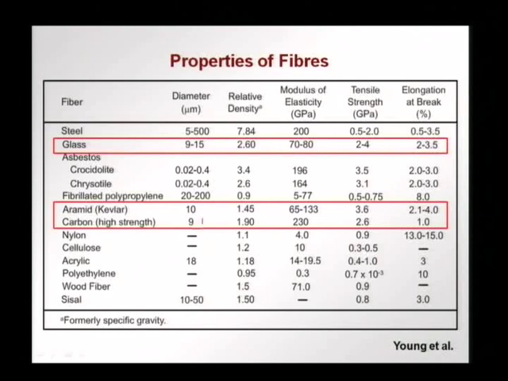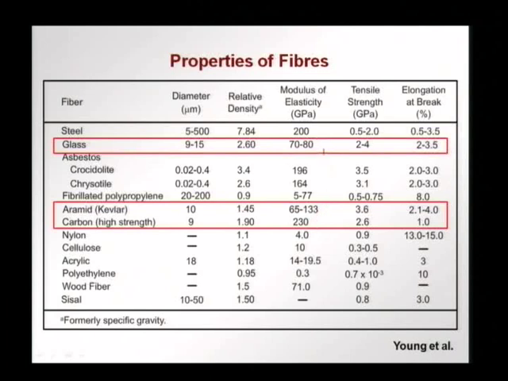Carbon fiber: there are many types of carbon fibers. These are the properties for the high strength carbon fiber. The fiber would have about 9 to 10 microns in diameter. Relative density is 1.9, and 230 gigapascal modulus of elasticity. You see there is a big difference between the stiffness of the carbon fiber and the glass fiber.